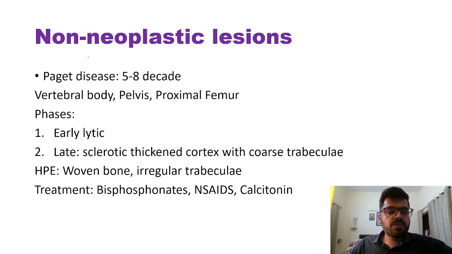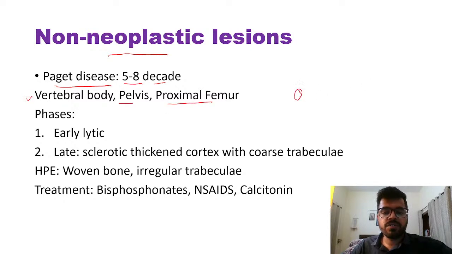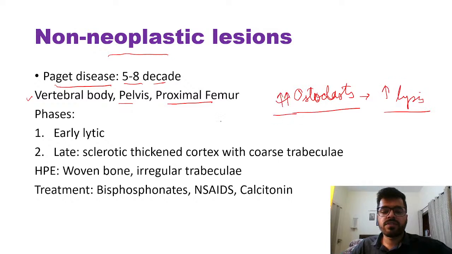Then we discuss some non-neoplastic lesions. For example, Paget disease. This occurs in 5th to 8th decade. Most common site is vertebral body, pelvis, and proximal femur. It is a disorder of osteoclasts. So there is increased lysis of bone due to increased activity of osteoclast, which is seen in the early lytic phase.